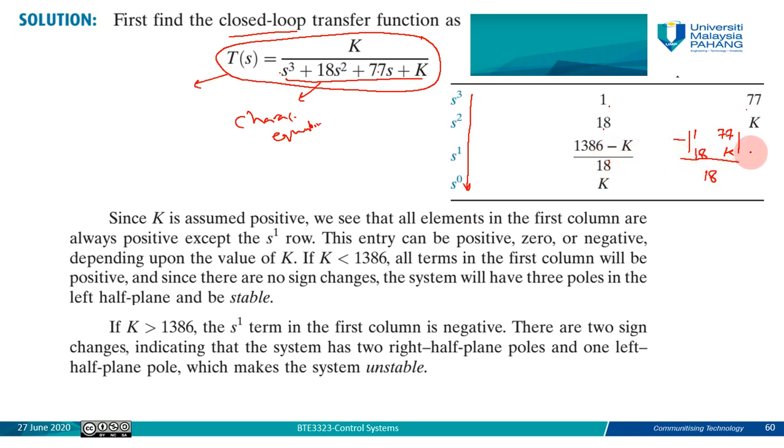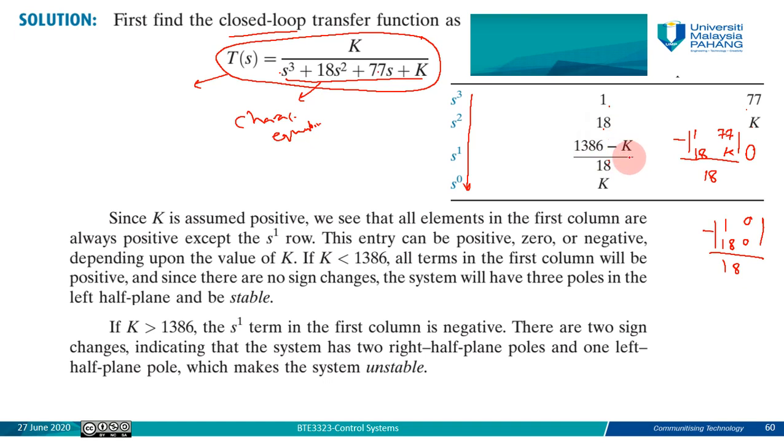The second element here will be 0. Why 0? Because I have 77 and 18, and after 77 we do not have any other element, so it becomes 0. Negative over 18, so it becomes 1 times 0, 18 times 0, so all equal to 0. So we have 0 here. The same is for the second one. Now we need to find this one, so this value will equal 18 times (1386 minus k) over 18.